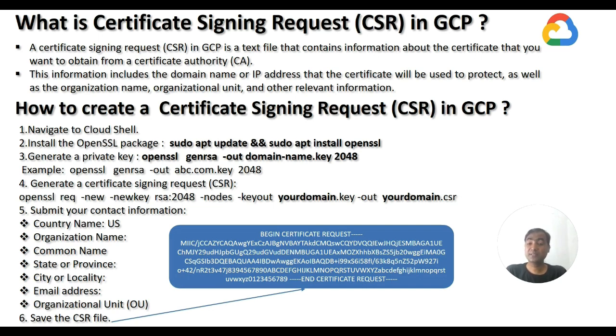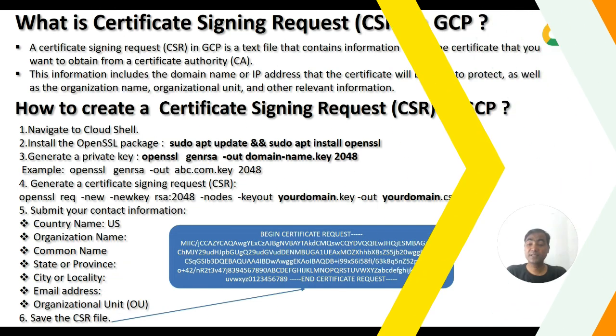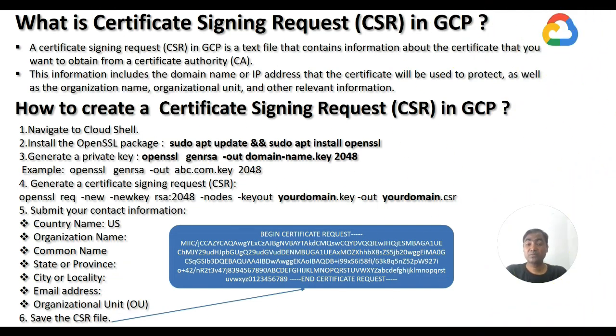To create a CSR, you can use the OpenSSL command line tool. Once you have created a CSR, you can submit it to a CA to obtain a certificate. Guys, how do we create a certificate signing request in Google Cloud Platform? As you can see here, you can follow all the steps I mentioned here.